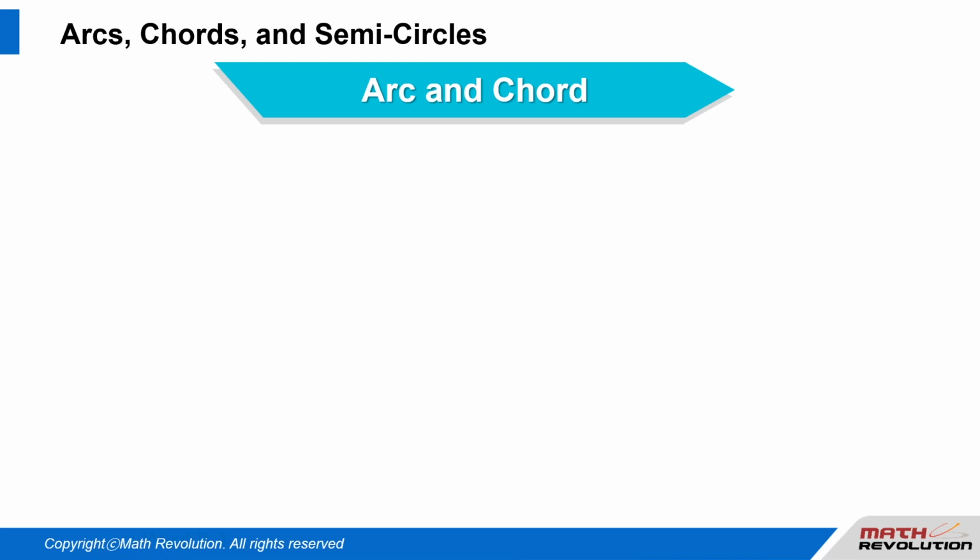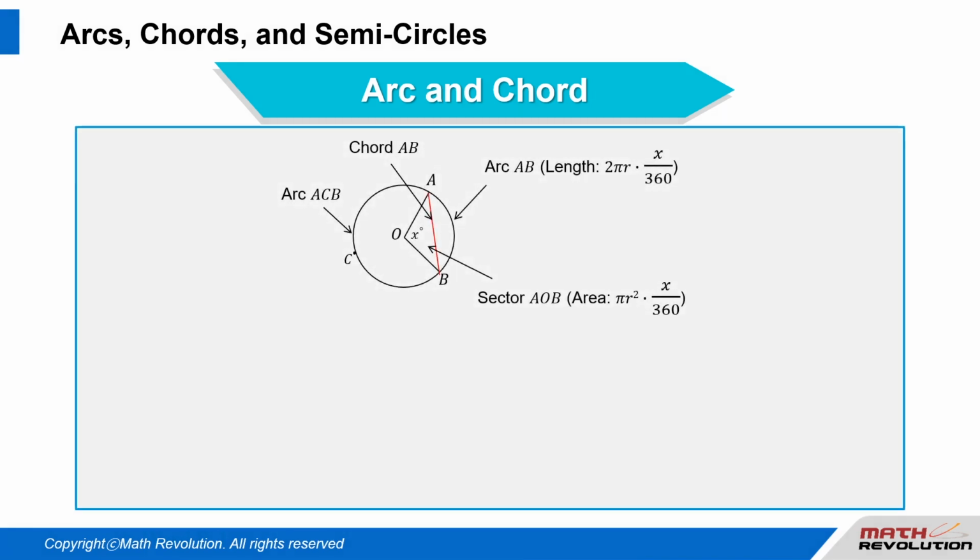Arc and chord. Circle with center O, radius OA and OB, chord AB, two arcs AB and ACB, and sector AOB. The angle at the center is x degrees. Points A, B, and C lie on the circle. Length of arc is 2 times pi times r, whole times x over 360. Area of sector is pi times r squared, whole times x over 360.